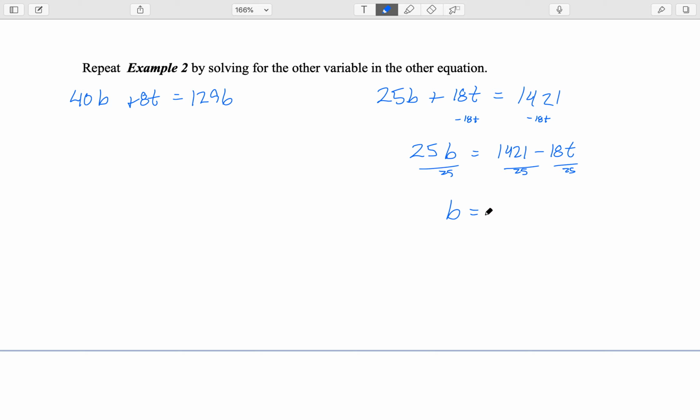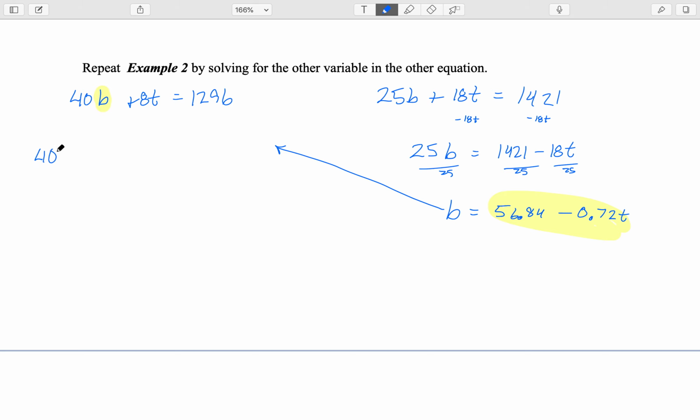What do we get? b is equal to 56.84 minus 0.72t. Not very nice numbers. I certainly don't want to do those as exact fractions. Let's just do them as decimals, because that's actually what they turned out to be. I'm going to plug that into the other equation. This is what b is, so that's my b. It's going to plug into there.